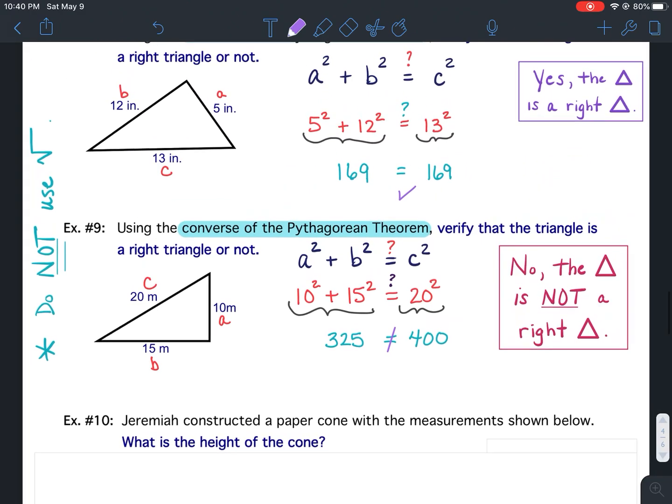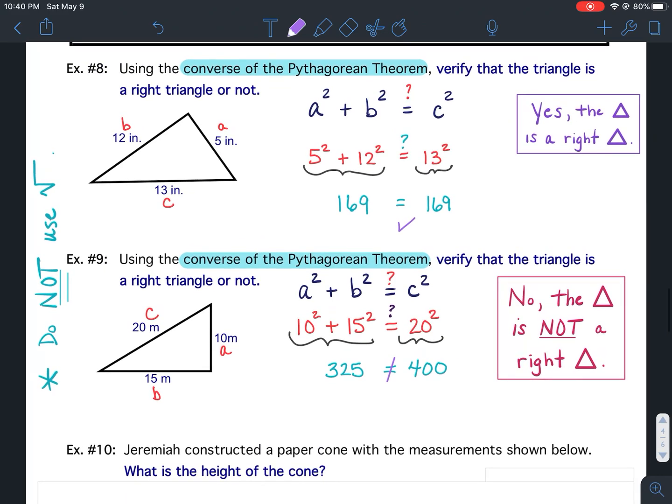Okay, so to sum this up again, if you do a squared plus b squared, and it is equal to c squared, it will be a right triangle. But if a squared plus b squared is not equal to c squared, then it is not a right triangle. If you have any questions on using the converse of the Pythagorean theorem, don't hesitate to ask.